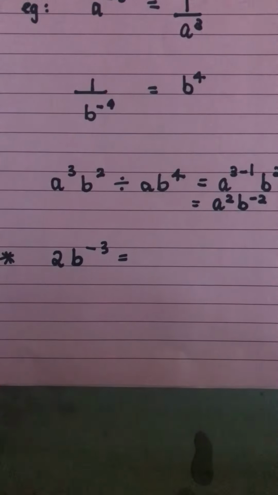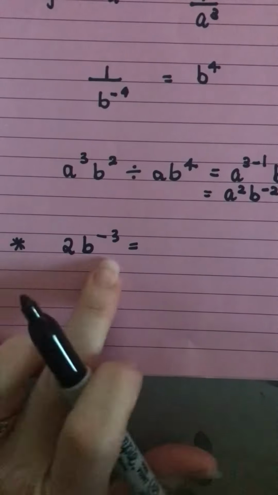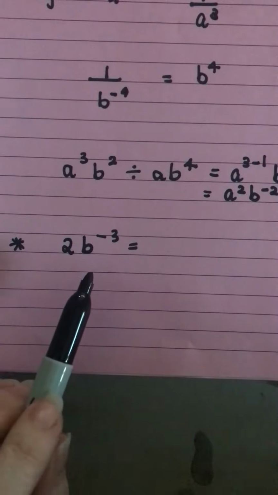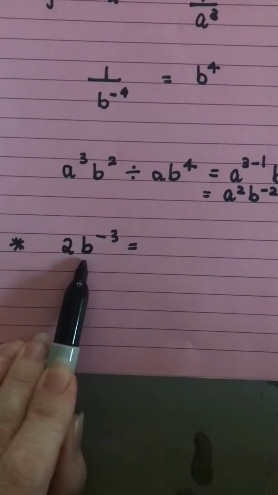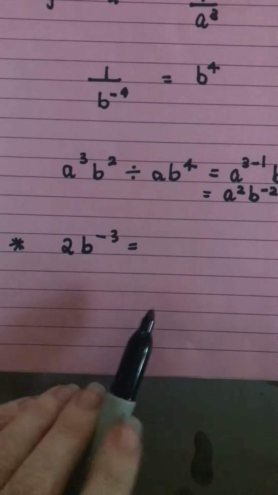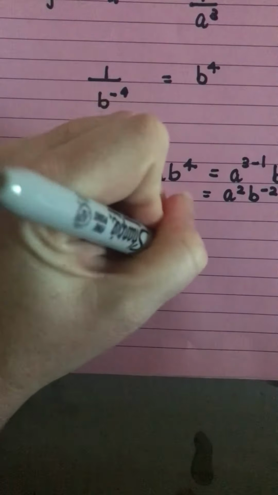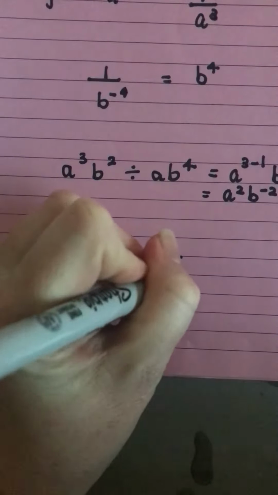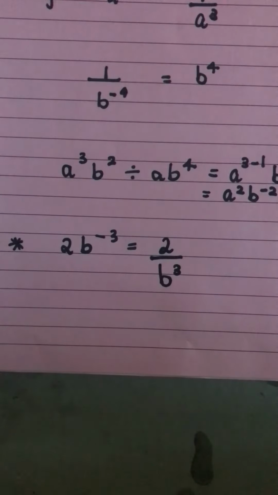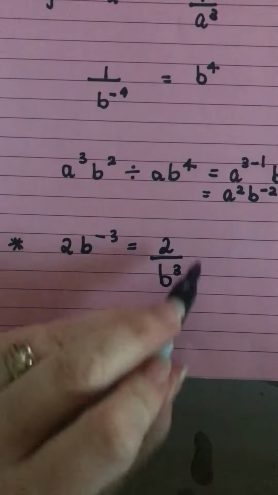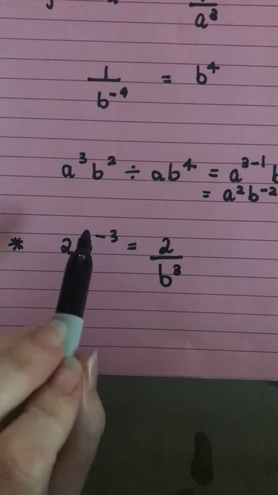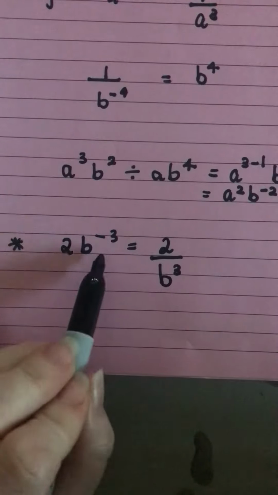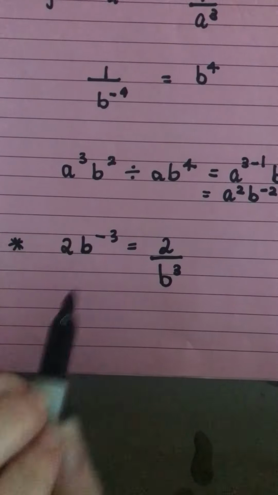Now the last one, I've included this one. I put a little star next to it because it is a common error that I see students make. So we've got our negative 3 here. That only applies to the b. So if I want to simplify that, I'm going to leave my 2 on the top and I'm just taking my b to the power of 3 to the bottom because it's the one with the negative, so it's going to the bottom and the 2 is staying on the top. So remember that unless there are brackets around the 2 and the b, the negative 3 only applies to that b.